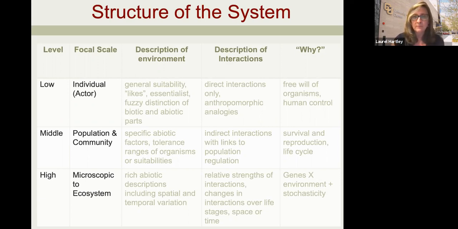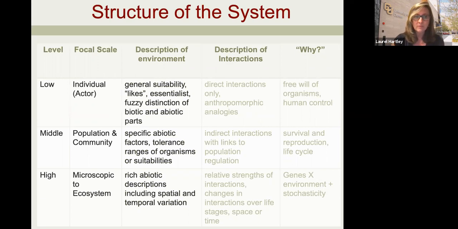So how do they describe their environment? Lower level students talked about general suitability. Like a python is suited to that kind of climate. They talked about what organisms like. They used essentialist descriptions, like it's got to be warm. They had a fuzzy distinction between biotic and abiotic parts. For example, a lower level student would be just as likely to tell you that a tree was abiotic as they would be to say that it's biotic.